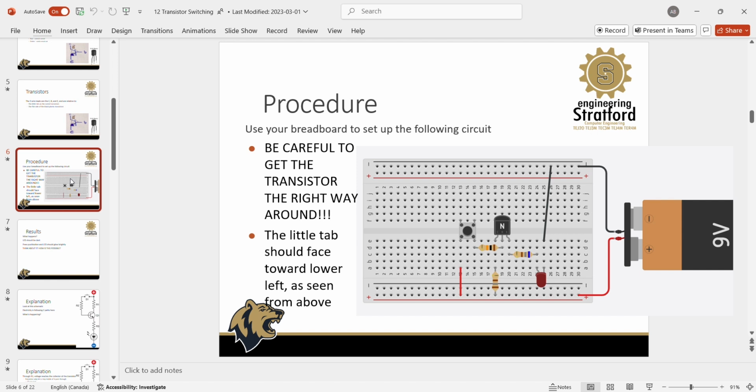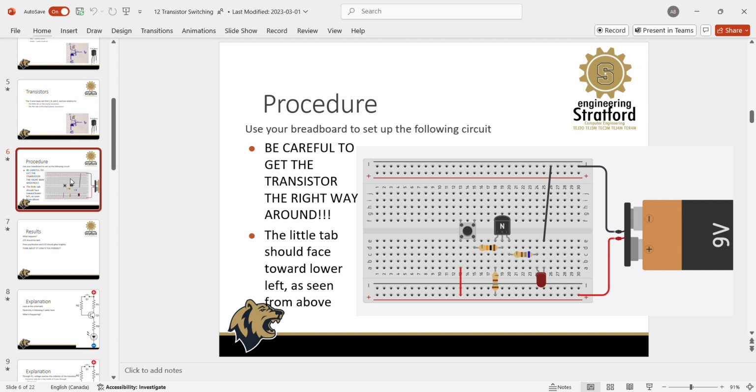Hopefully you were successful in getting your circuit working, and it worked something like mine. If you have not yet been successful, make sure that you figure this out. This is really, really important. So go back and check all your connections. Make sure your LED is plugged in the right way, with the anode connected to the positive side of the circuit, and the cathode connected to the negative side of the circuit.